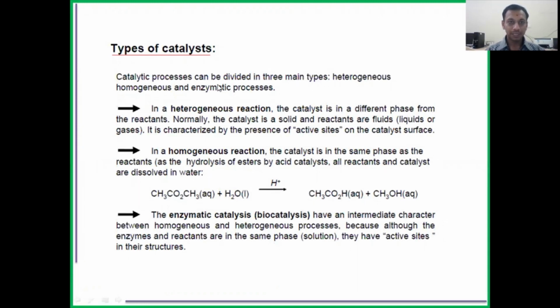The types of catalysis are heterogeneous catalysis and homogeneous catalysis. Enzymatic catalysis is also there, which is mainly connected with biocatalysis. In homogeneous catalysis, the catalyst is in the same phase as the reactants. In heterogeneous catalysis, the catalyst is in a different phase from the reactants. This is a very well-known thing, and we have to take care and understand it.